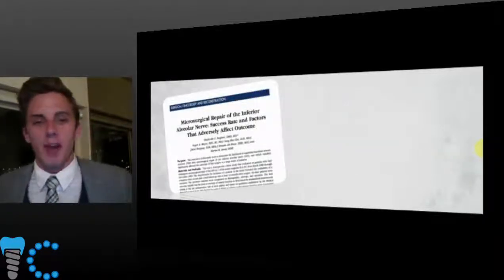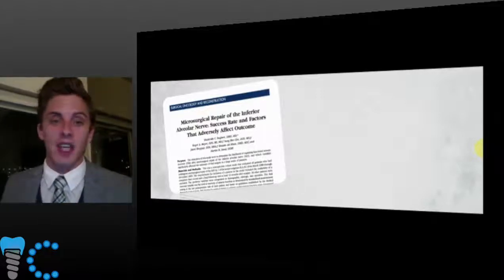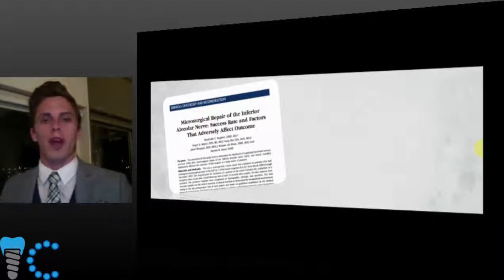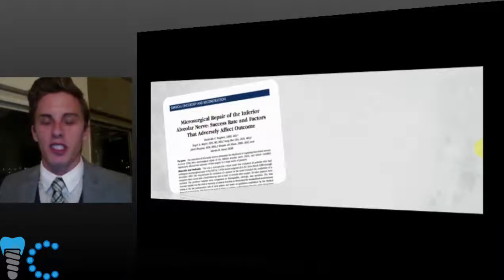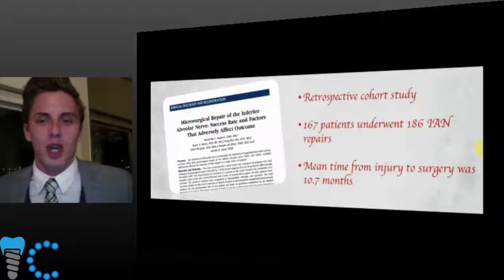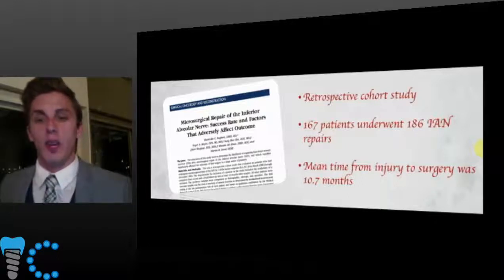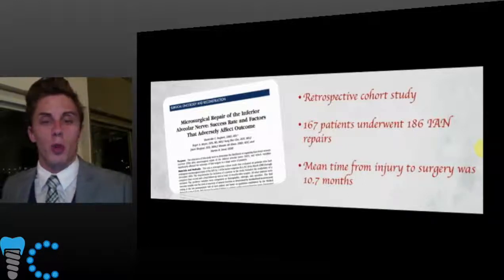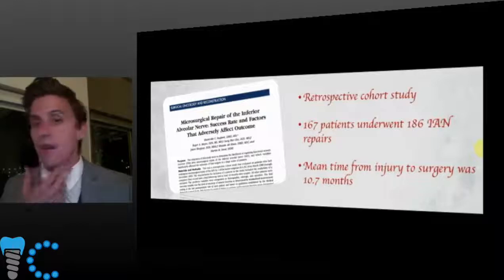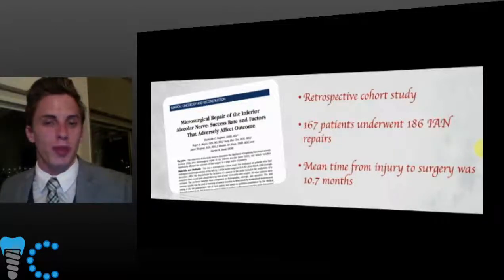So to finish up, these last two slides just provide papers, and what's really neat is my attending is actually on this paper, which is fantastic. So this talks about the microsurgical repair of the inferior alveolar nerve, success rates, and what factors actually affect the outcome. This is a retrospective cohort study. They had 167 patients. 186 inferior alveolar nerves were repaired, so some patients actually had bilateral repair. The mean time from injury to surgery was about 10 months.